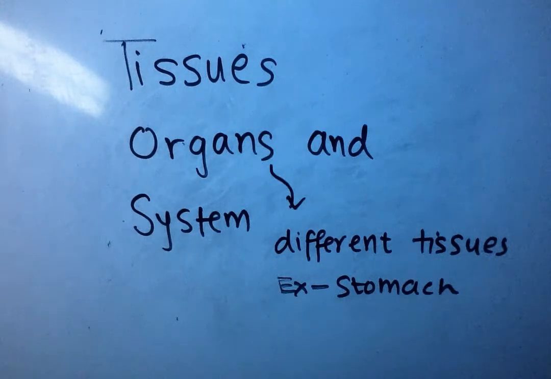Now, what is an organ system? Several organs working together for a specific purpose make up an organ system. For example, in our body we have the digestive system, the respiratory system, the nervous system, etc. And all these various systems in our body working together constitute our entire body, which makes up an organism.